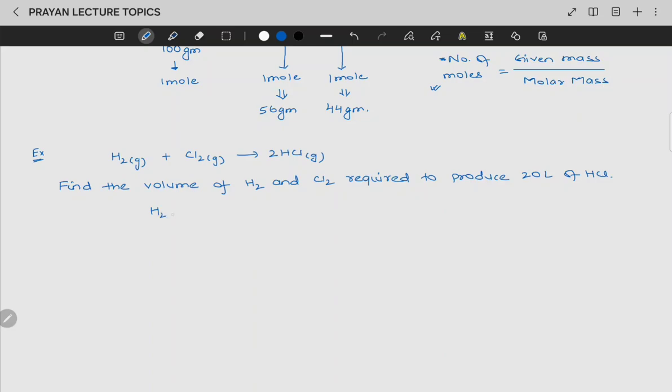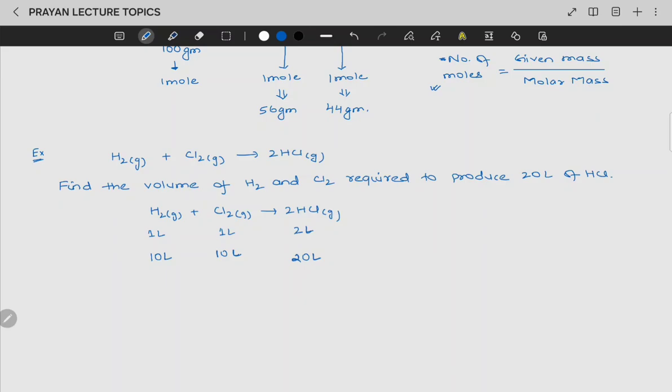As we can see, this given reaction is a balanced chemical reaction. So the ratio of stoichiometric coefficients will be equal to the ratio of volumes. From the stoichiometric coefficients we can see that 1 liter of H2 will react with 1 liter of Cl2 to produce 2 liters of HCl. Now we want 20 liters of HCl. So for formation of 20 liters of HCl, how much H2 and Cl2 is required? For 2 liters of HCl we need 1 liter of H2, so for 20 liters of HCl we need 10 liters of H2, and in the same manner we need 10 liters of Cl2. It is just ratio and proportion.